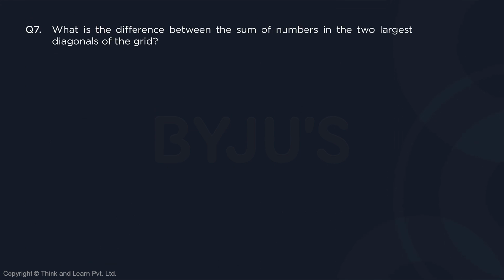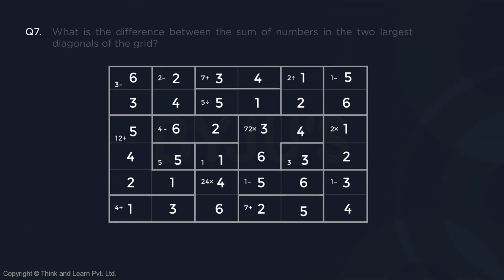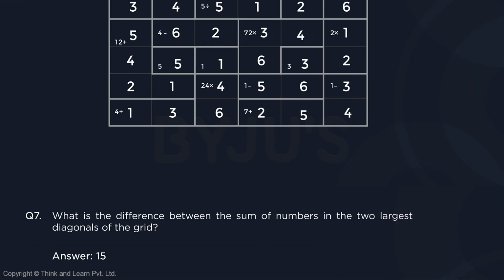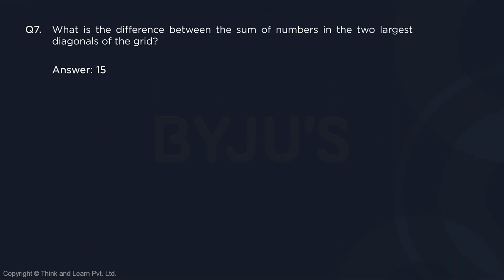Easy now, right? 7th. What is the difference between the sum of numbers in the two largest diagonals of the grid? Two largest diagonals, 6, 4, 2, 6, 4, 5, 2, 3, 1, 1, 1. Just add it, subtract it, you will get your answer. Answer will be 15. Alright.